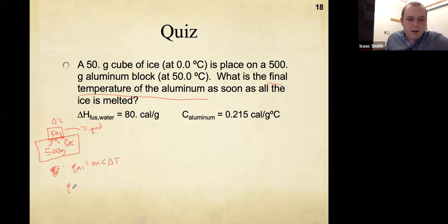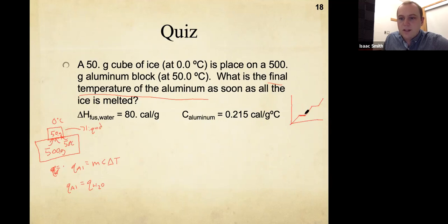So we know that the amount of heat that leaves the aluminum is going to be equal to the amount of heat that enters into the water, okay? And so, ice, okay? So the ice is at 0 degrees and it's just transitioning over to a liquid as soon as all the ice is melted. So for the ice, if you drew a quick heating curve, really we're just talking about this horizontal line right here, right?